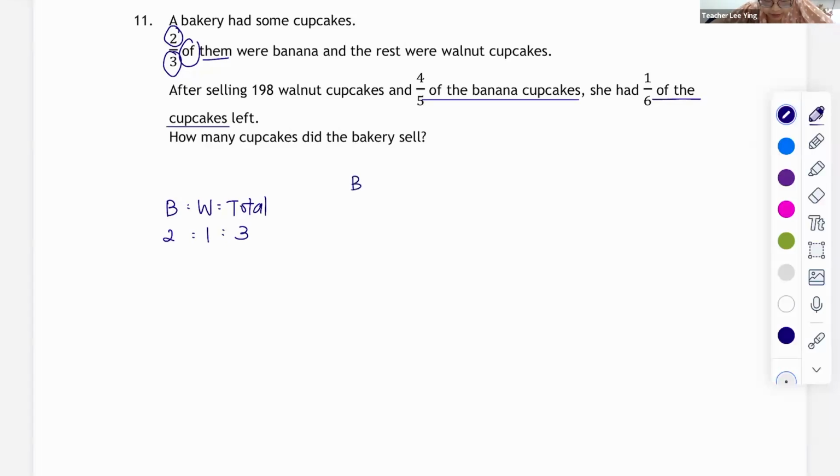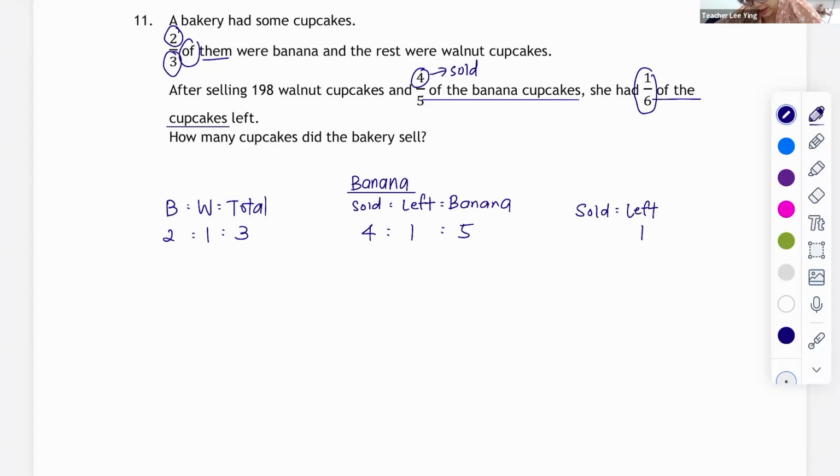Okay, what else can I form? I know there is another fraction given to me, which is 4/5. So I will be able to form 4. 4 is not banana. 4 is what is sold, whereas 5 is referring to the banana. That means there will be something that's left. So it will be 4:1:5. And she had 1/6 of the cupcakes left. So 1/6 means that I can form a ratio of 1:5:6, or 5:1 because 1 is left, and that is 1 out of 6 was left. So there's a hidden number 5.